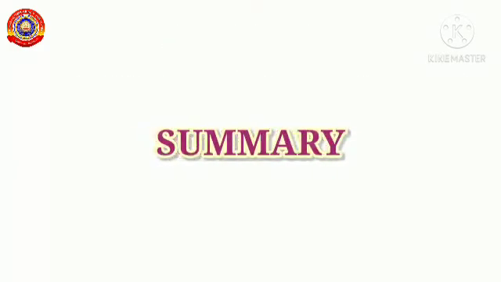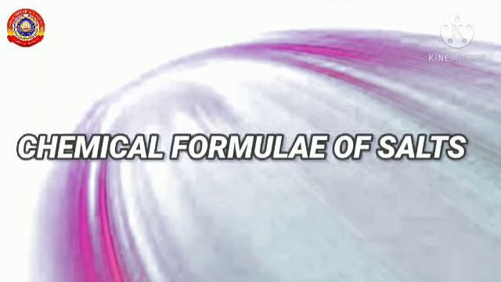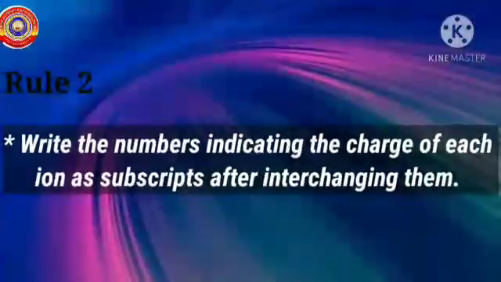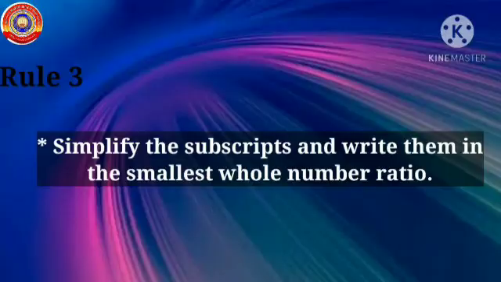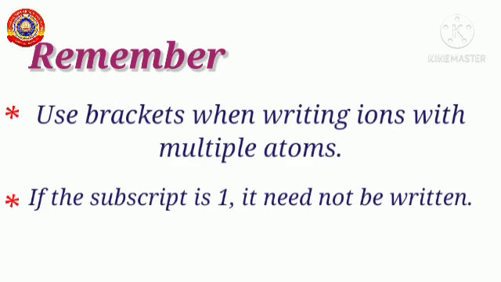Okay, so let's consolidate today's class. Today we discussed how to write the chemical formulae of salt. So remember the following methods before writing the chemical formula. Dear children, it's very important to remember to use brackets when writing ions with multiple atoms. If the subscript is 1, it need not be written.